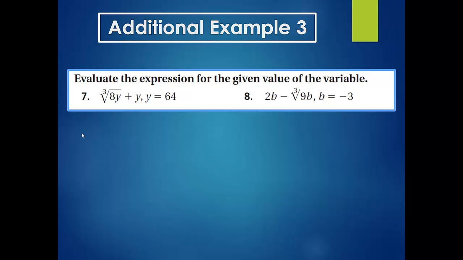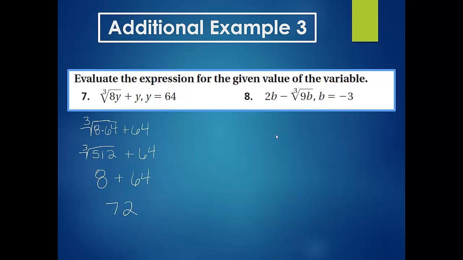So we're going to have the cube root of 8 times 64, and then plus 64. 8 times 64 is 512, so we have the cube root of 512 plus 64. The cube root of 512 is 8, so I have 8 plus 64, and 8 plus 64 is 72.